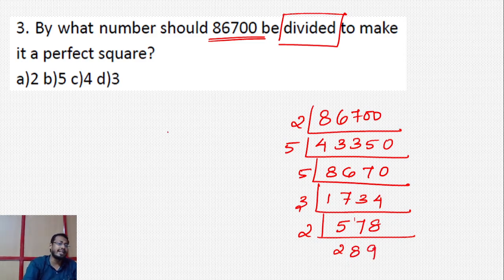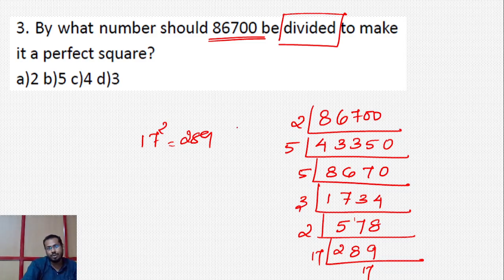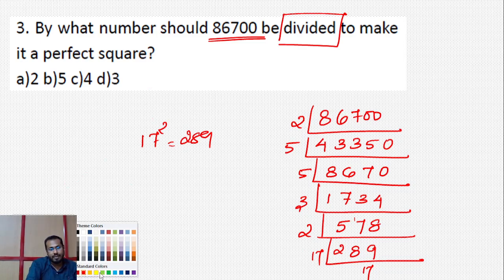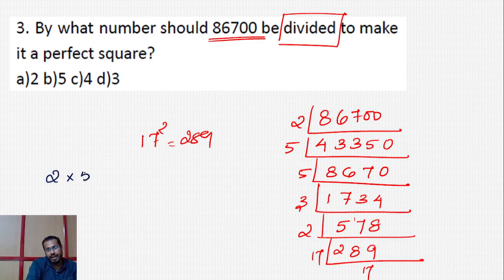Look at this 289. Did you remember that in the previous question only 17 square is 289, so it is a prime number 17 times 17. Okay, that's it guys. So now I'm going to write all these prime factors. This is called prime factors. Okay, look at this 2, 5, 5, 3, 2, 17, 17. Okay, all these numbers. Look at this.